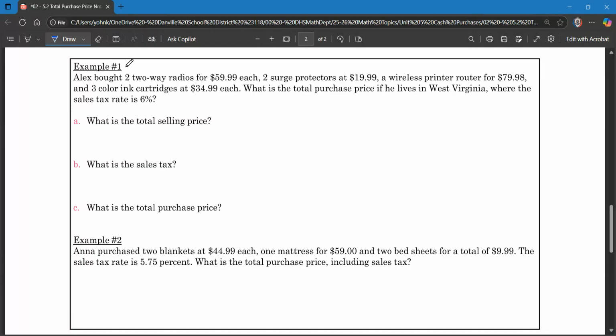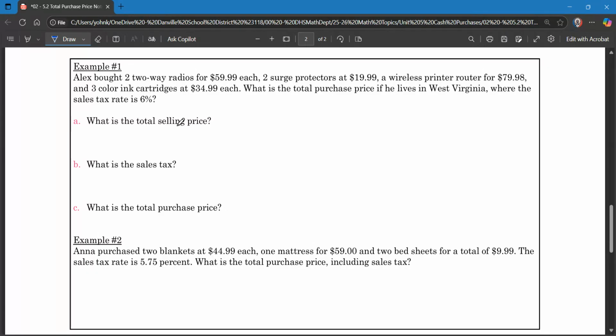Alex bought two-way radios for $59.99 each, 2 surge protectors at $19.99, a wireless printer router for $79.98, and 3 color ink cartridges at $34.99 each. What is the total purchase price if he lives in West Virginia, where the sales tax rate is 6%? All right, so we've got parts A, B, and C. Part A wants us to find total selling price.